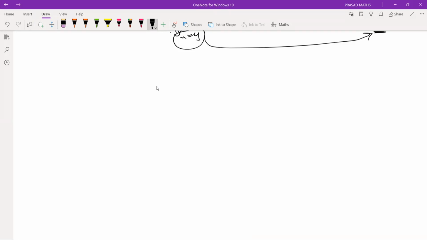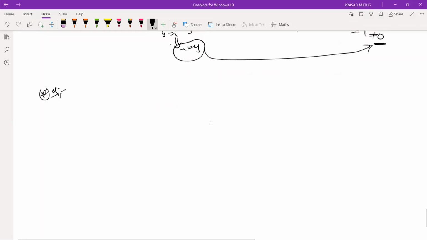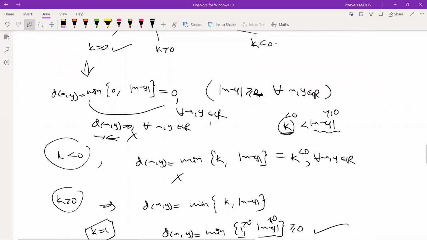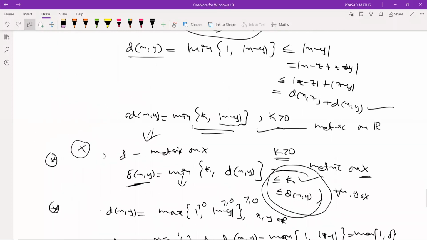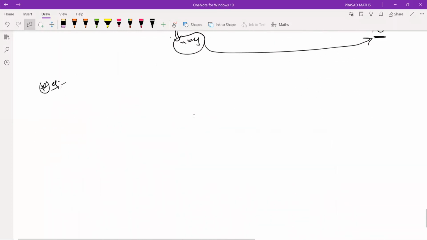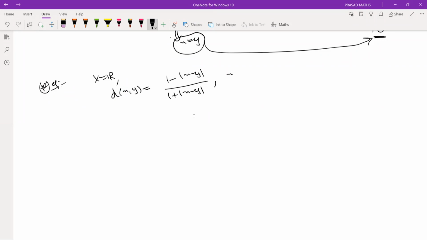Suppose I'm going to take x equals R. Distance between x comma y equals, suppose you take, 1 minus mod of x minus y by 1 plus mod of x minus y. Is it a metric?